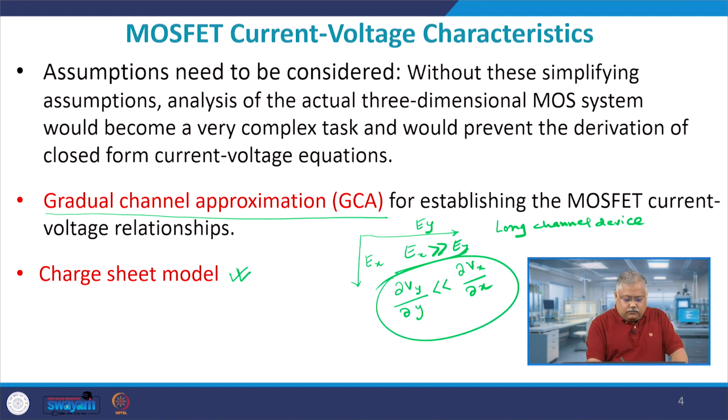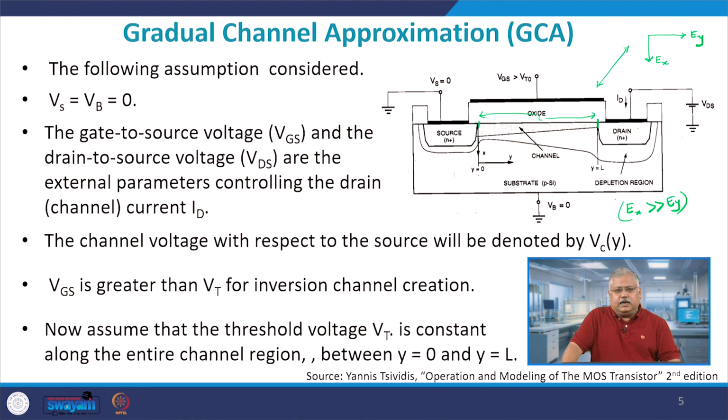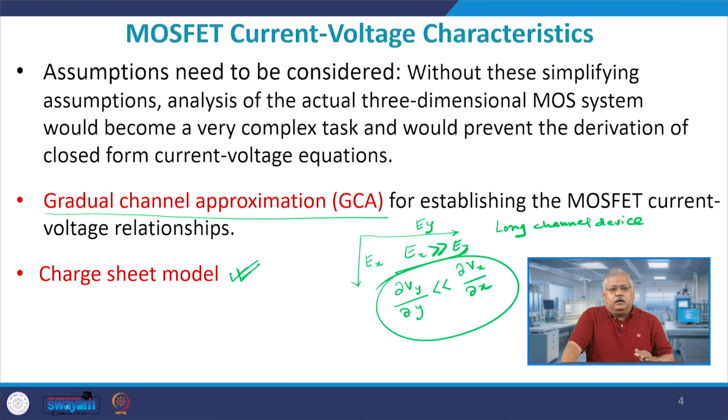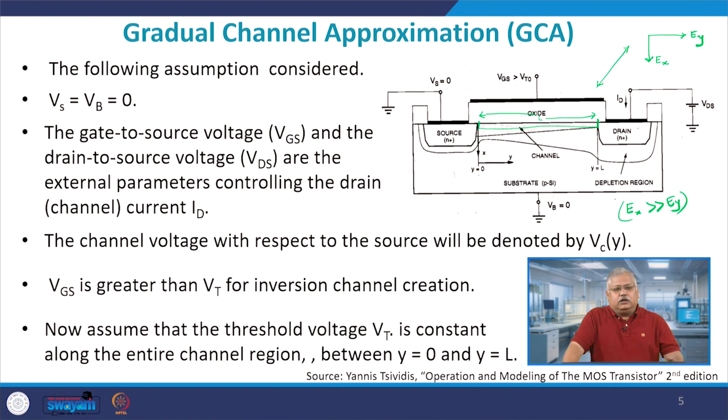Let's come to the charge sheet model. What is the charge sheet model? The charge sheet model assumes that the inversion layer is basically a sheet of charge, right? If you remember my previous classes, you will understand that this channel is basically a very thin channel which you see from the source to drain. It's almost a sheet of charge, and that's the reason it is known as the charge sheet model. So these two assumptions are valid for long channel devices and for biases which govern the long channel devices. Let me come to the derivation of the gradual channel approximation.